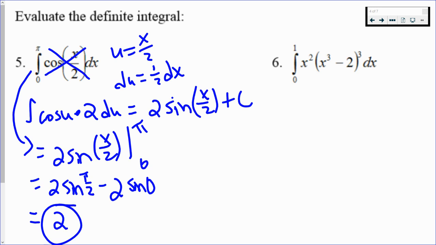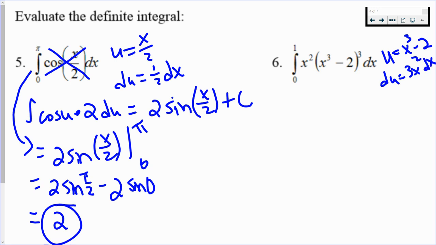Number 6, we have the integral from 0 to 1 of x squared times x cubed minus 2, all to the third. So for this one, again, we have two things multiplied, so that's our clue that this is a little bit different, and we can't just distribute because all of that's to the third power inside the parentheses. So again, a clue for our u is probably going to be whatever's in the parentheses. So let's make our u x cubed minus 2. That would make our du, the derivative, 3x squared dx.